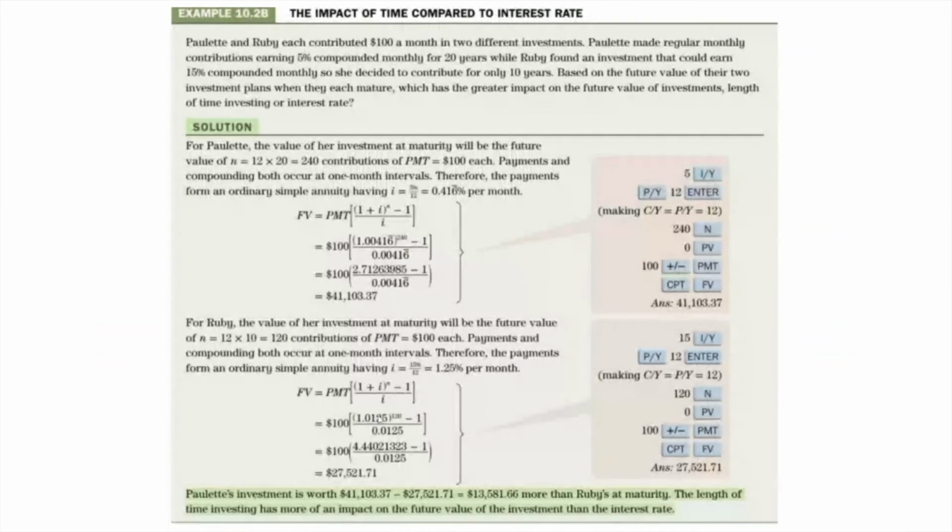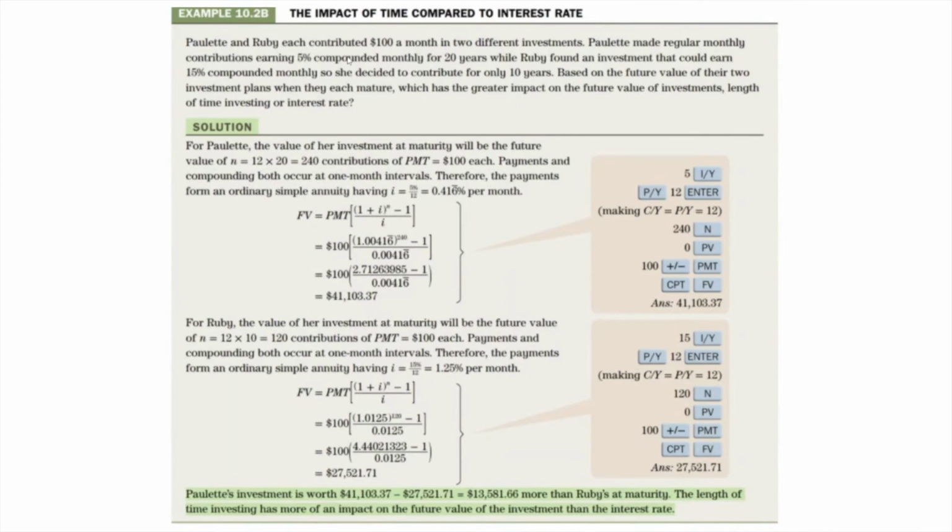Here's another potential type of question. Paulette and Ruby each contributed $100 a month in 2 different investments. Paulette made a regular monthly contribution, earning 5% compounded monthly. So again, she made regular monthly contributions, compounded monthly.